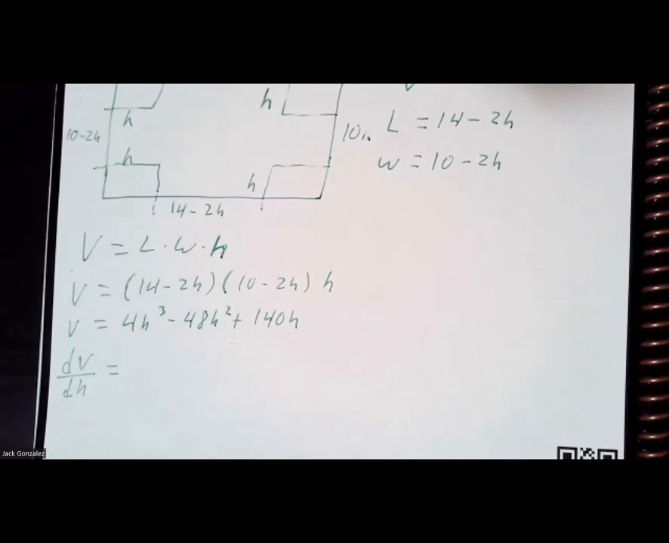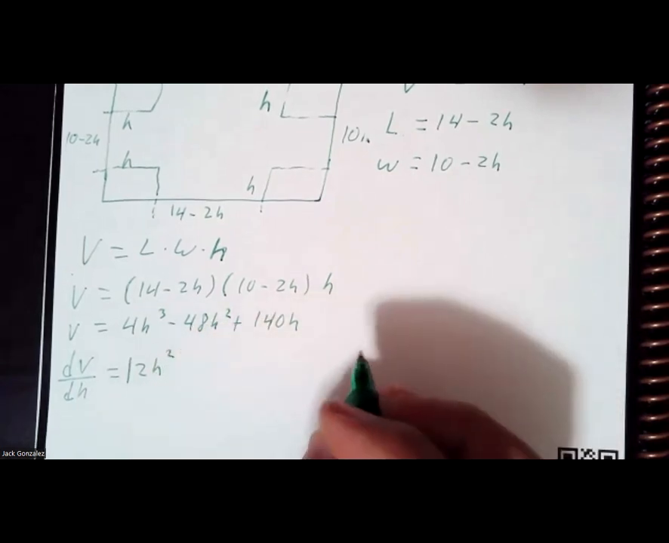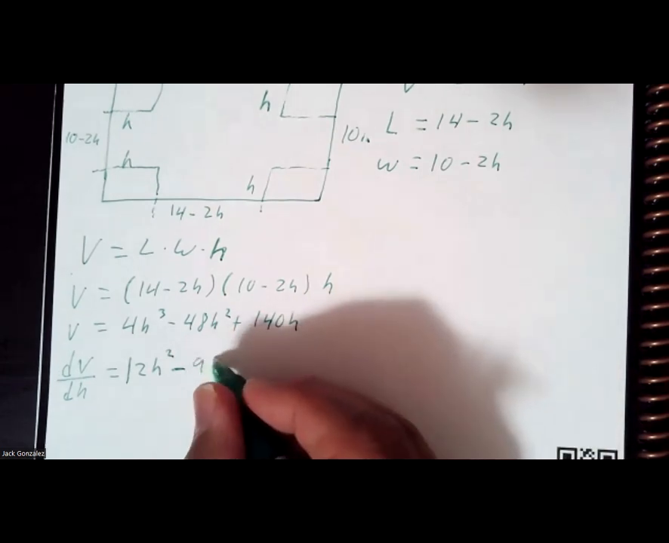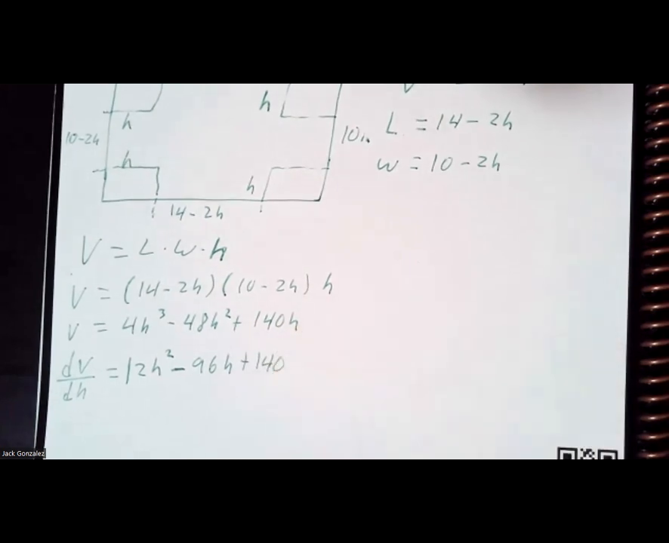What's the derivative with respect to h? We are finding the first derivative, right? Yeah, just the first one. Oh, so it would be 12h minus 2 times 4, 96, 140. Right? Okay, so we got the derivative.